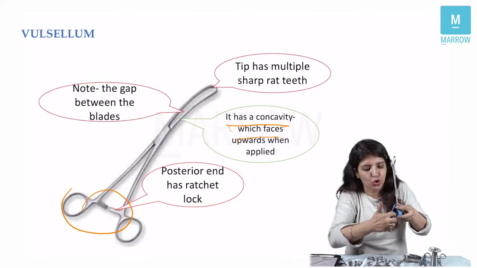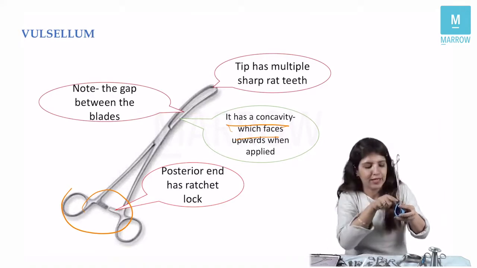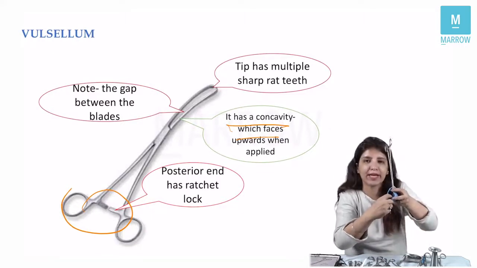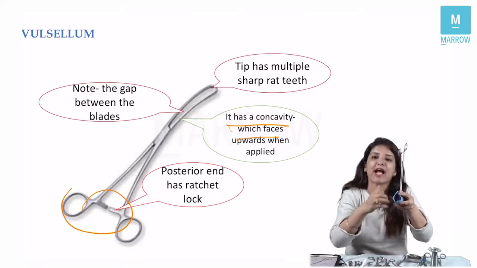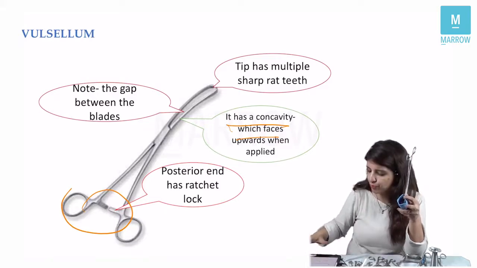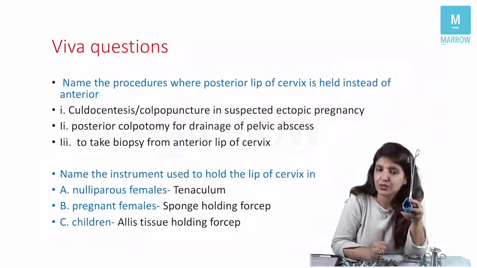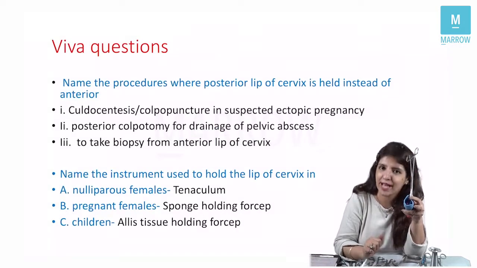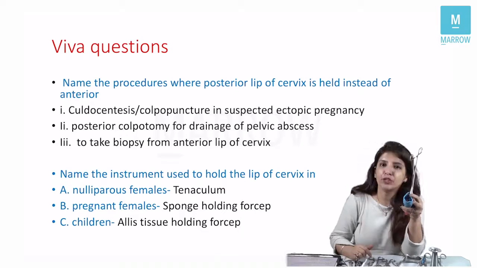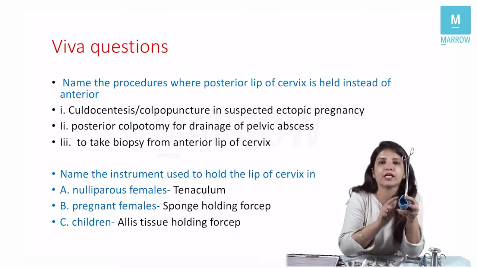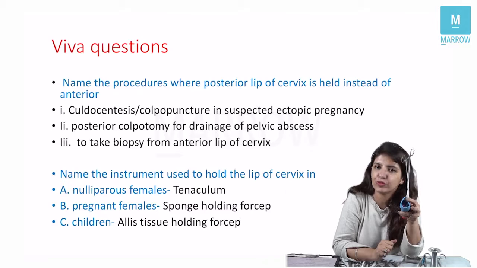I am targeting to look at the posterior fornix. This is the anterior part, this is the posterior part. So if I am holding the posterior lip, my aim is to visualize the posterior fornix and to do procedures through the posterior fornix. So what are the procedures which you do via the posterior fornix? Number one, culdocentesis. Culdocentesis is one procedure which would go via the posterior fornix into the Douglas sac. Colpopuncture. Again, number two, if you want to drain a pelvic abscess, that is posterior colpotomy, in that case, you will have to hold the posterior lip of the cervix.